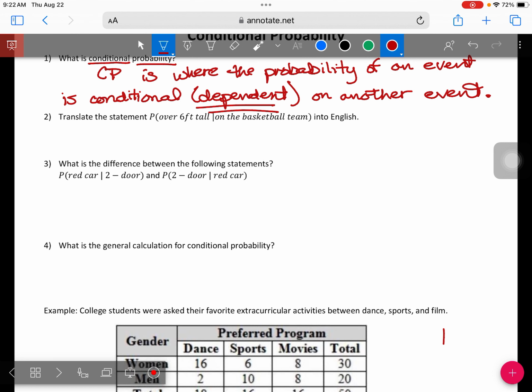Okay? And the big takeaway, big idea, as we look at the next statement, is this little vertical line. This is conditional, okay? That vertical line means given or given that. I say given that. Most of the other math teachers say given. Okay? Please put it away.